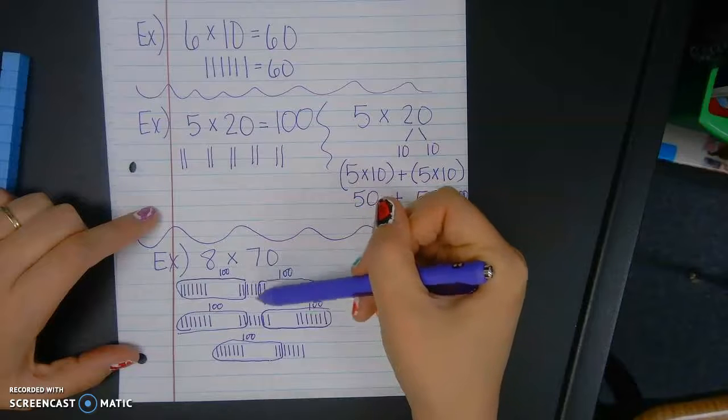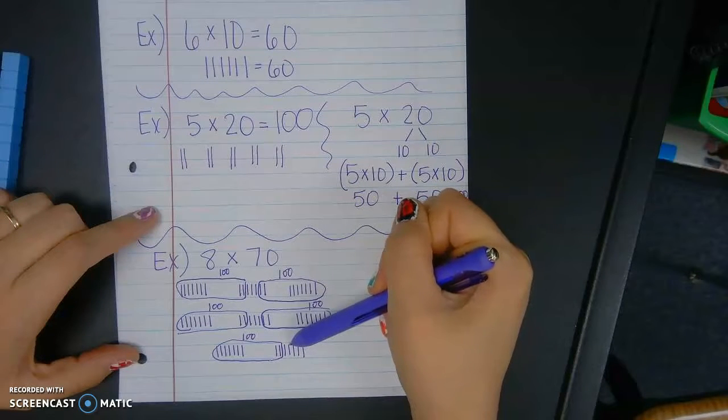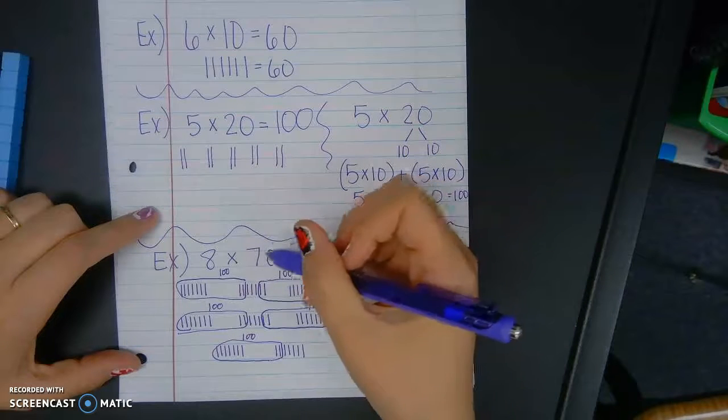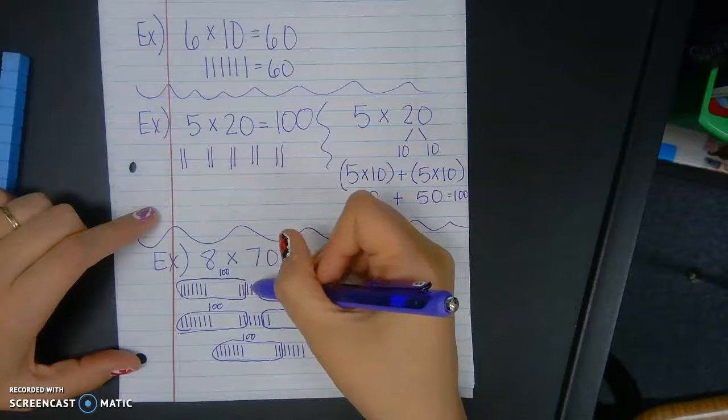Okay, let's see how many little ones I have left. 10, 20, 30, 40, 50, 60, 70, 80, 90. Oh, what am I doing wrong? Let's see. That's 8.